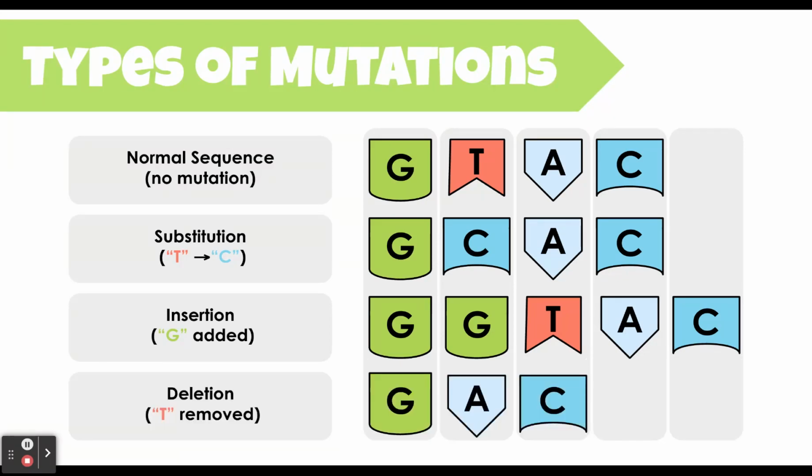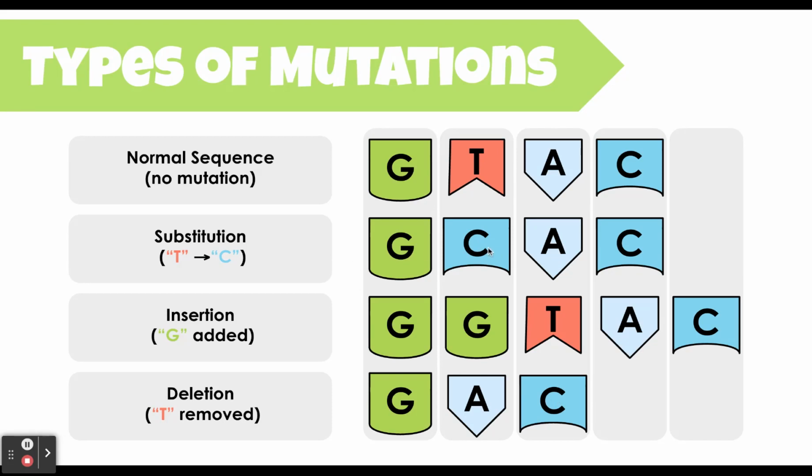The last type of mutation is a deletion, where one or more nucleotides get deleted. In this case, the T from the original sequence was removed, and we still have the A and the C after where the T should be, but now they have been pushed back one spot. We'll talk about the effects of these in a minute.